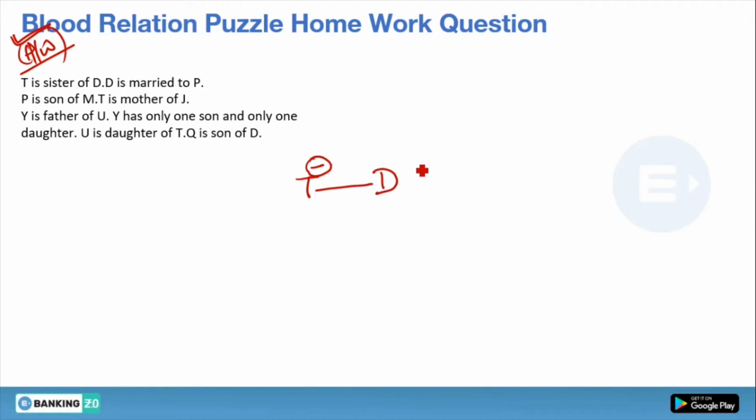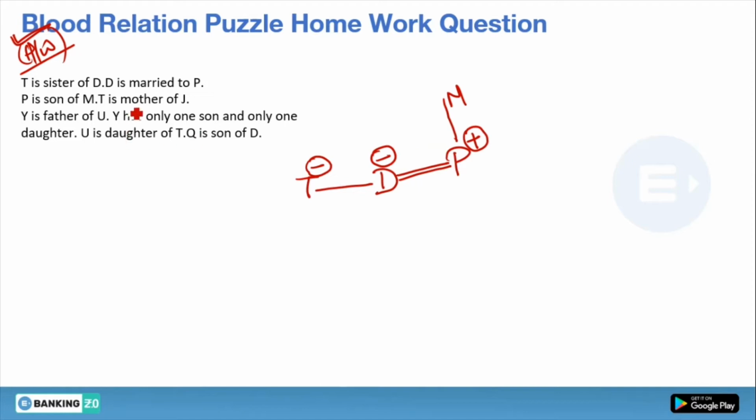D is married to P. For a married person, we use a double arrow. But we don't know the gender of D or P, so we will not assume. P is the son of M. If P is the son of M, M will go upside because M is from the above generation than P. In the case of a married couple, if any one person's gender is specified, then we can easily find out the other person's gender. In this case, P is a male, then D will automatically become female, because they are a married couple.